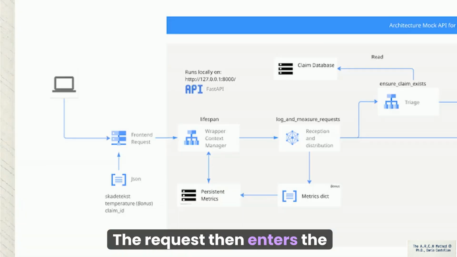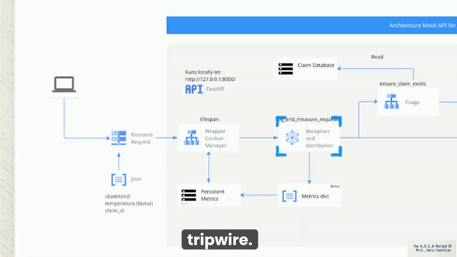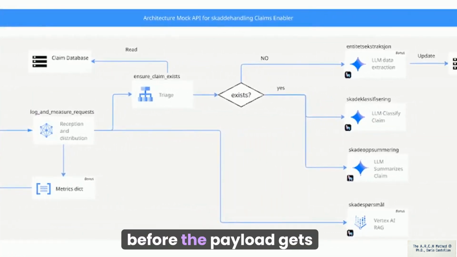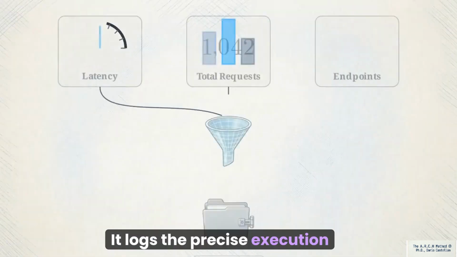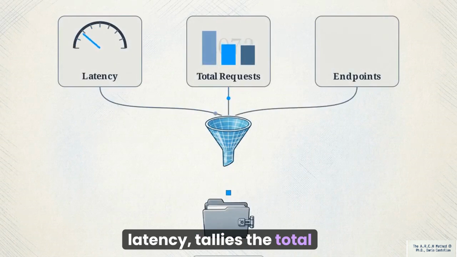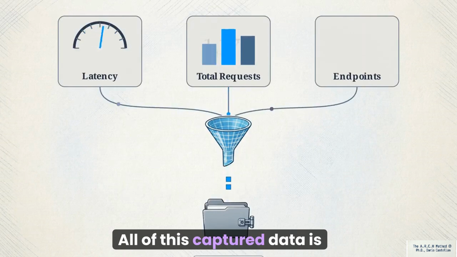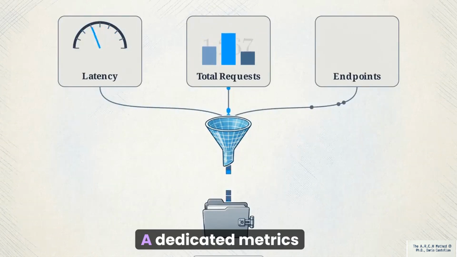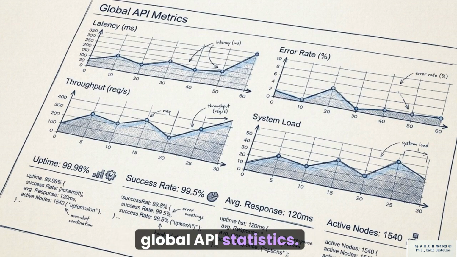The request then enters the custom middleware block. This middleware acts as a tripwire. It intercepts every single incoming HTTP request before the payload gets anywhere near the AI logic. It logs the precise execution latency, tallies the total number of requests, and tracks endpoint popularity. All of this captured data is continuously routed down into an active metrics dictionary. A dedicated metrics endpoint then exposes this dictionary, allowing administrators to monitor global API statistics.